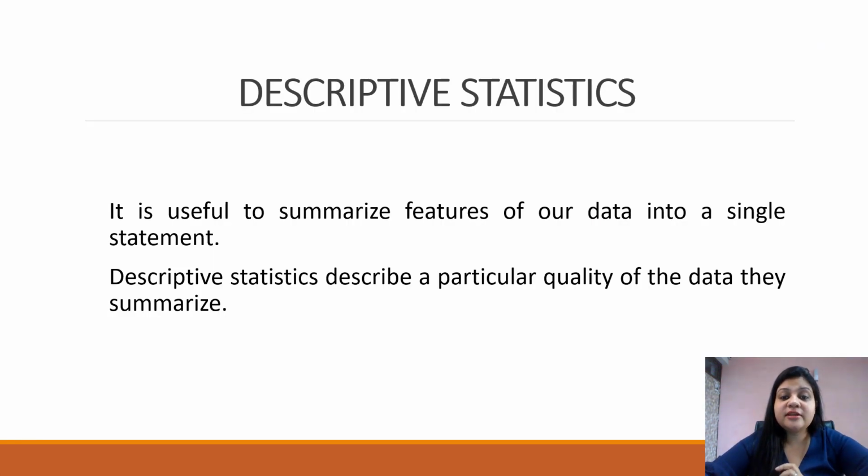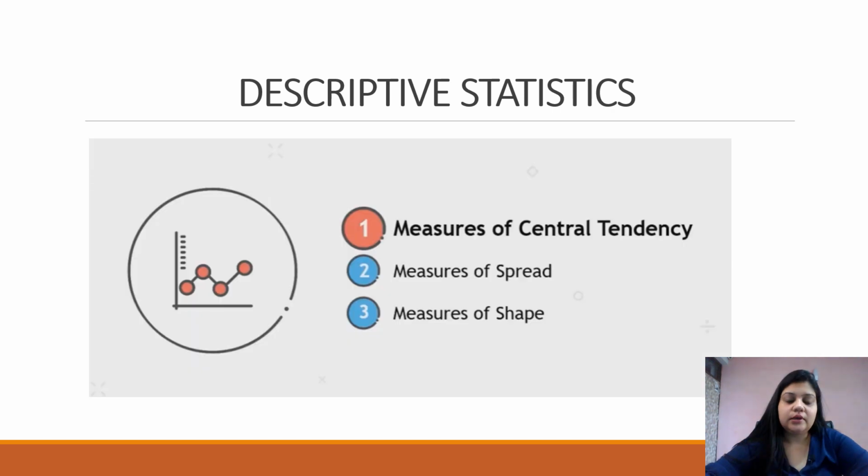So let's see what is descriptive statistics. Descriptive statistics is basically used to summarize the features of our data into a single statement. That means it describes the quality of our data. There are three types. First is measure of central tendency, second measure of shape, and third measure of spread.